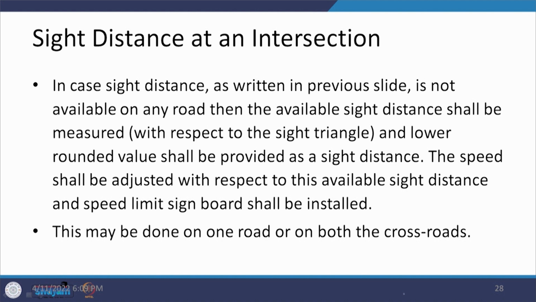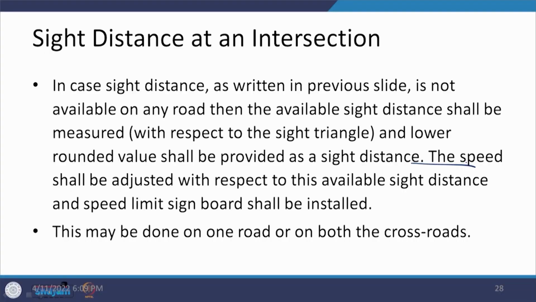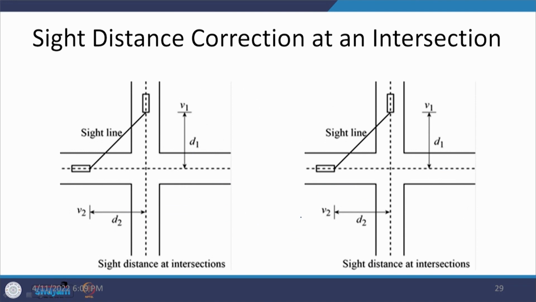and when these obstructions are there, then what we can do is see whether we can restrict the speed on any particular road, and when we restrict the speed, then in that case we can have lower sight distances. So, we need to adjust the speed with respect to the available distances, and accordingly we have to find out what the speed limit is, and those boards have to be provided. This can be done on either of the roads or on both of the roads, and that is what I am going to talk about here.